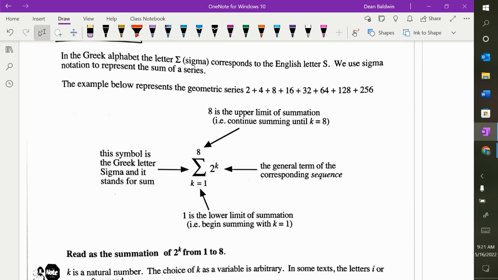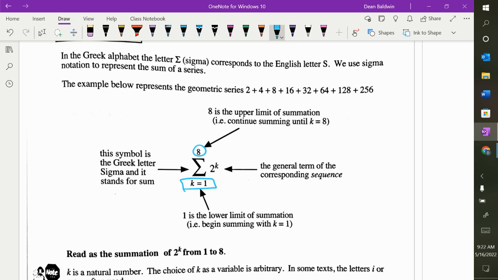Okay, so now you'll see it in books. They'll use the letter K, they'll use the letter I. I've seen J used. It doesn't matter. N, okay? The variable is irrelevant, but this is the lower limit of summation. This is the first number you put into the formula, okay? You start with the lower and you go up to the higher, okay?